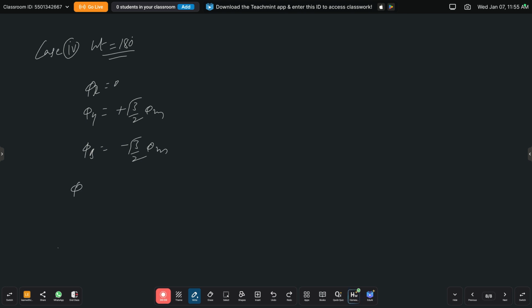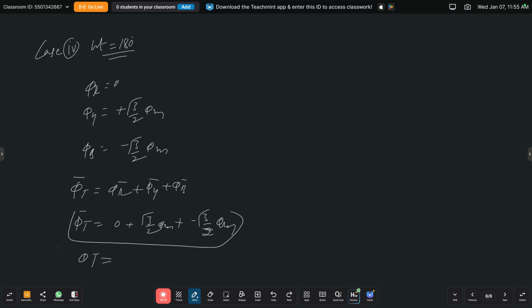So total flux phi t is equal to phi r bar plus phi y bar plus phi b bar. So phi t, the total flux, is equal to phi r, whose value is 0, plus phi y, which is root 3 by 2 into phi m, plus minus root 3 by 2 into phi m. This is the total flux. Here also let us calculate the total flux magnitude value.